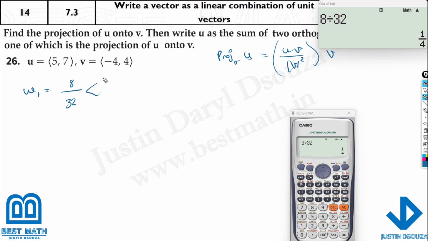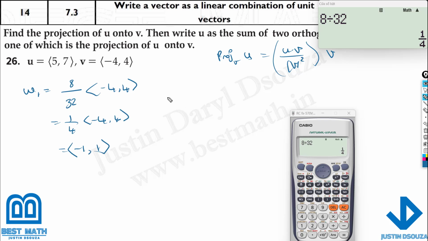But what is vector V? That's minus 4 comma 4. So this is equal to 1/4 of minus 4 comma 4. You don't need a calculator to multiply these. It's just minus 1 and 1. So this is the vector projection of vector U onto V.